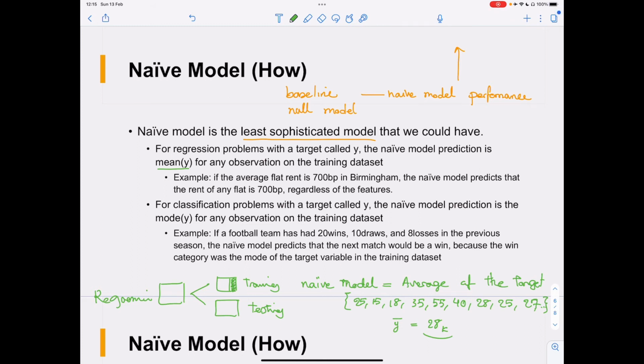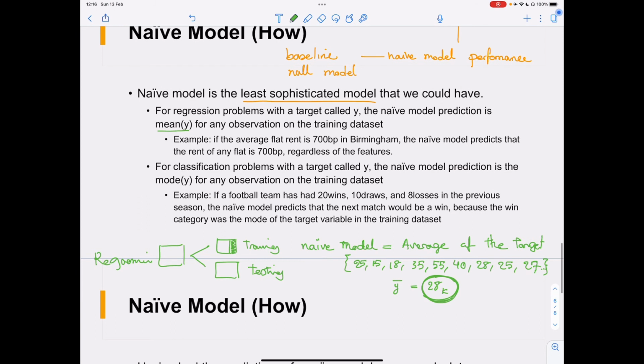like gender, like the GPA and marks, like the skills, like the background, and anything. I cannot consider any of those determinants. I do not consider any predictor because I'm the naive model. I'm the least sophisticated. I'm the simplest model possible. I only care about the target values of the training and their average. So for any new case, my guess is 28K.